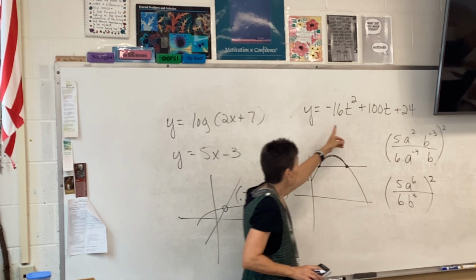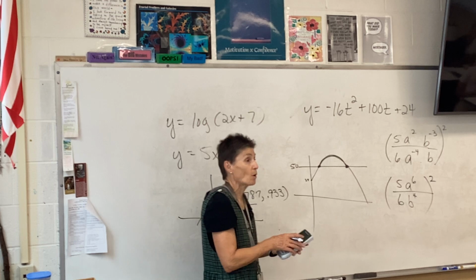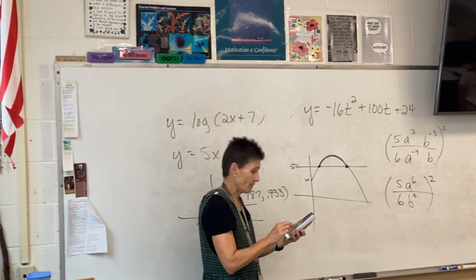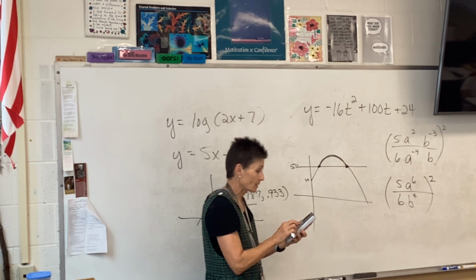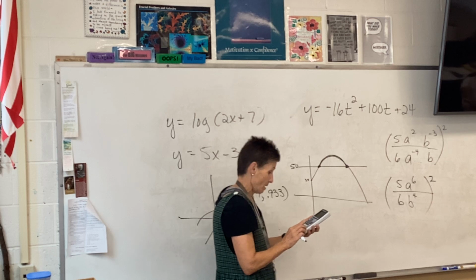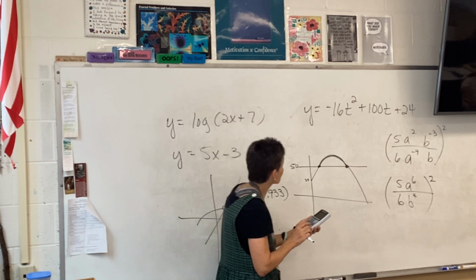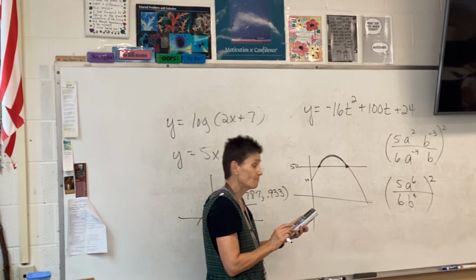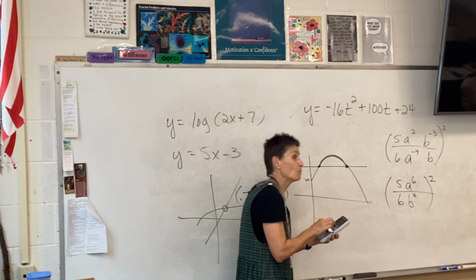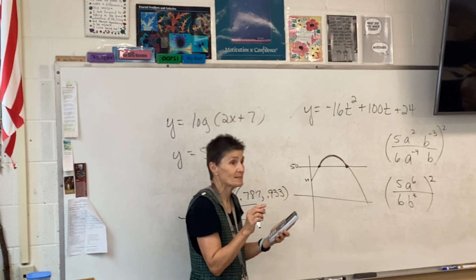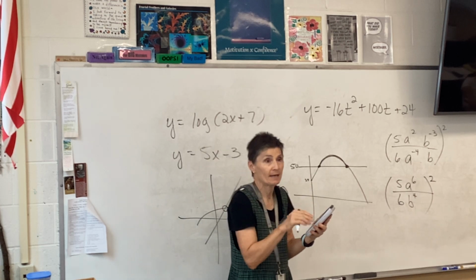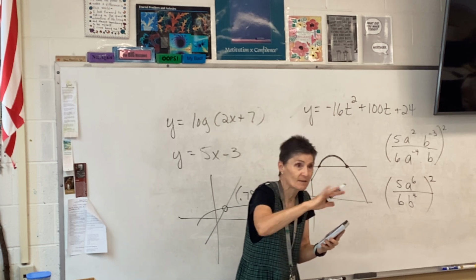So these numbers do not look pleasant to me, so I'm gonna go ahead and do it on my calculator. So I'm gonna y equals, clear out all the old. I'm gonna put in negative 16x squared plus 100x plus 24. And then I'm gonna put in 50. And I'm gonna go back to my window and make some adjustments here, because negative 10 to 10 makes no sense in this problem.